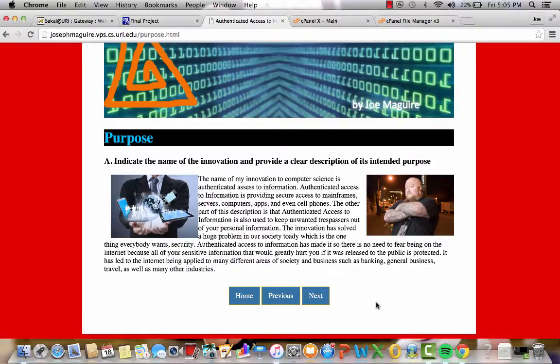This has allowed the internet to expand in a massive way because the internet connects the entire world and people now trust it to put their personal information such as bank accounts and email without worry of being hacked. The pictures on this page include the World Wide Web being displayed connecting a phone, a tablet, and a computer to show how authenticated access to information has brought the world together, and a bouncer to show that it is protecting your information.